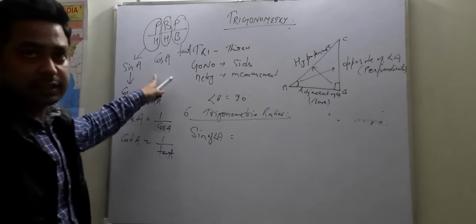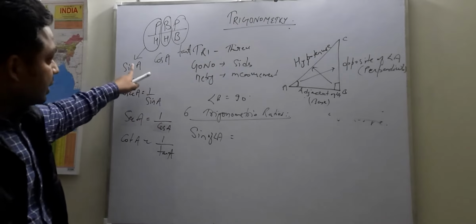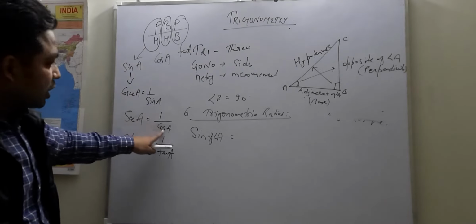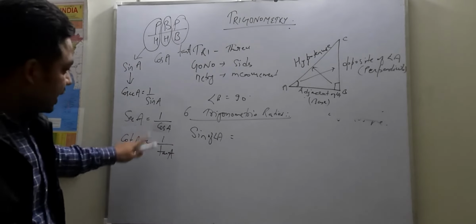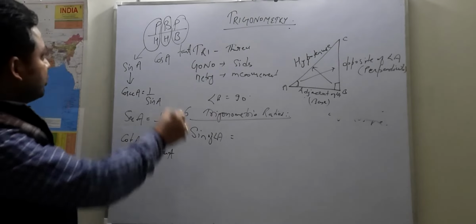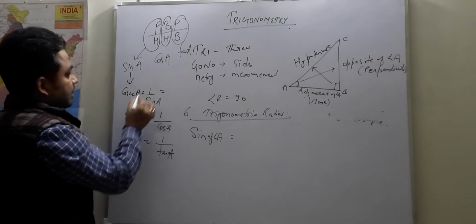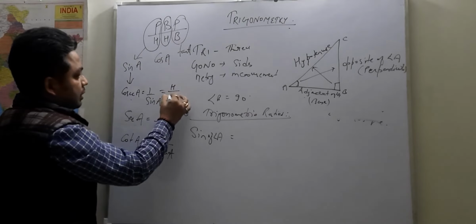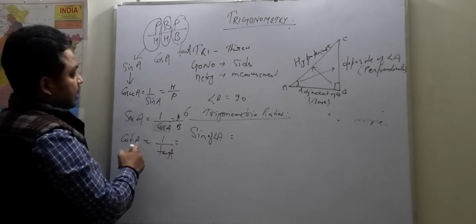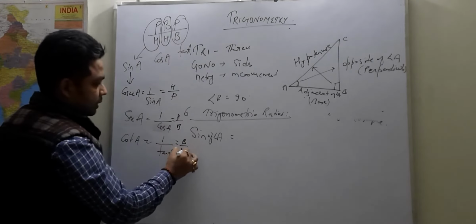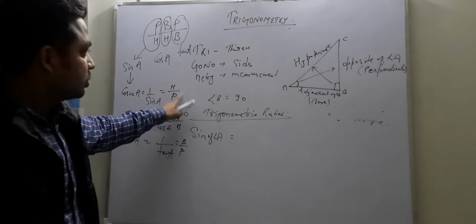So these are the 6 trigonometric ratios: sin A, cos A, tan A. The reciprocal of sin A is cosec A, the reciprocal of cos A is sec A, and tan A is the reciprocal of cot A. If we want to write this formula in terms of sides, cosec A will be h by p, sec A will be h by b, and cot A will be b by p. In this way we can find the ratios of the sides.